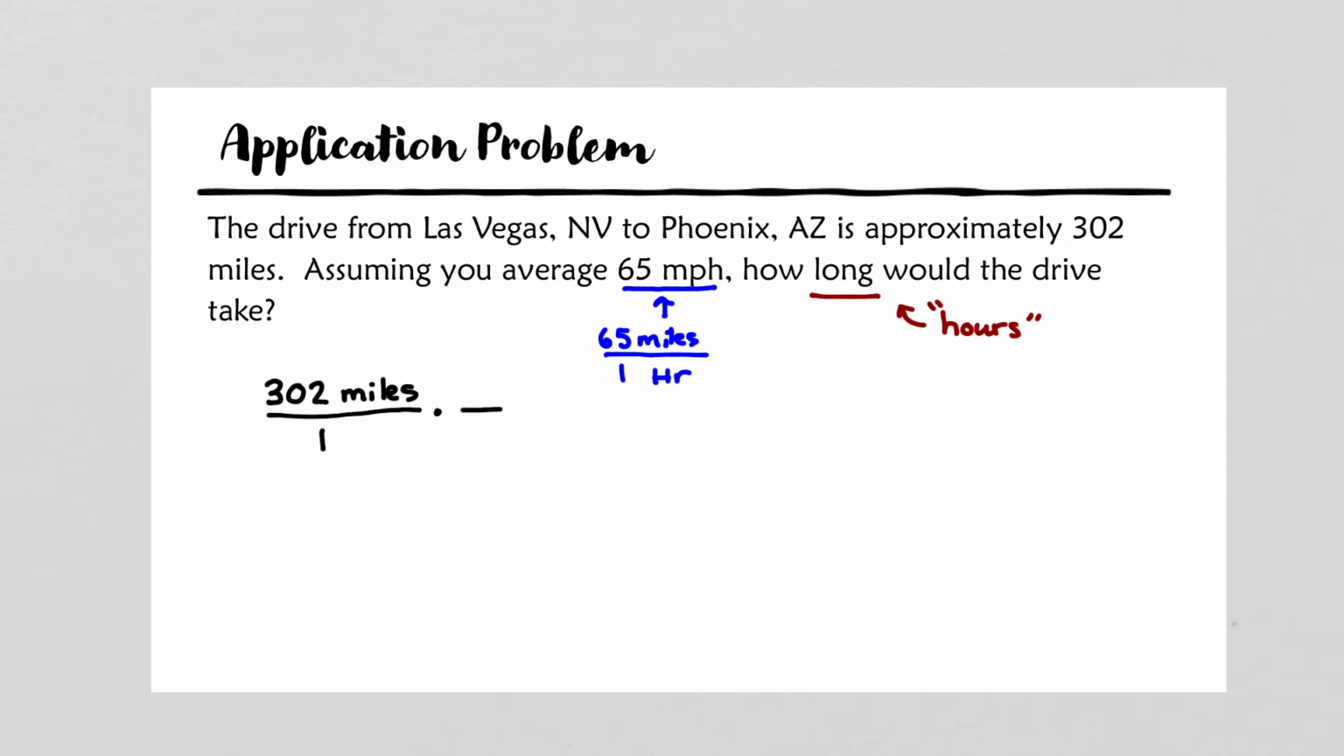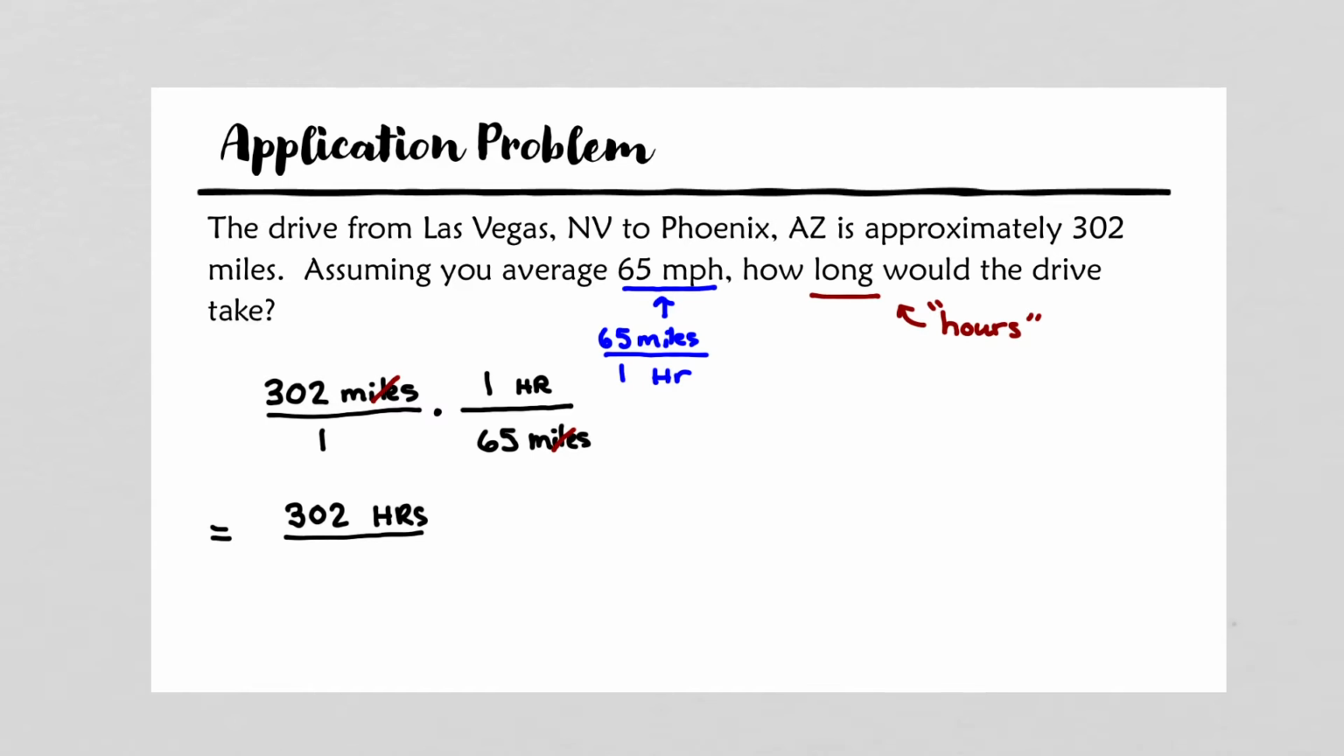When we apply dimensional analysis, we multiply by unit fractions, but we do so that our units cancel. I need to put 65 miles on the bottom, 1 hour on the top, so that when I multiply these fractions, the units of miles cancel from the numerator and the denominator. This gives us, multiplying across, 302 in the numerator. The miles have disappeared, but we are left with the units hours.